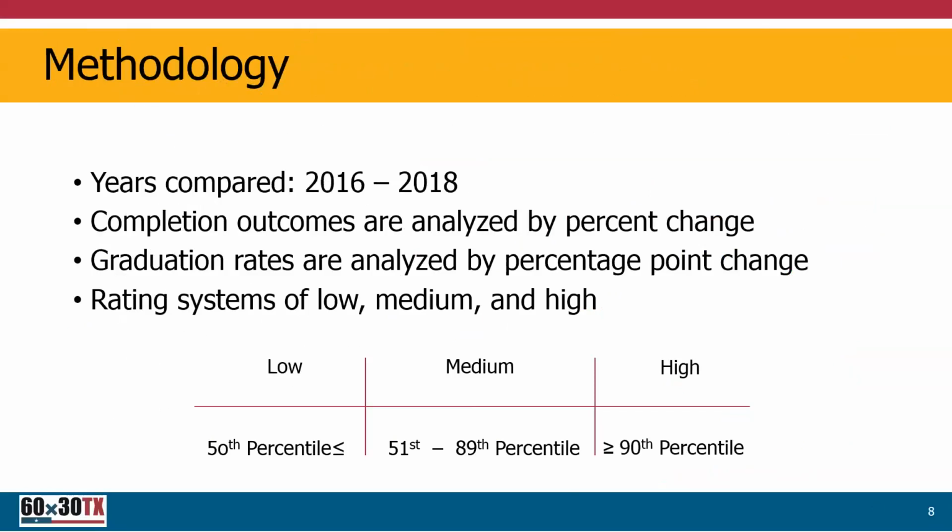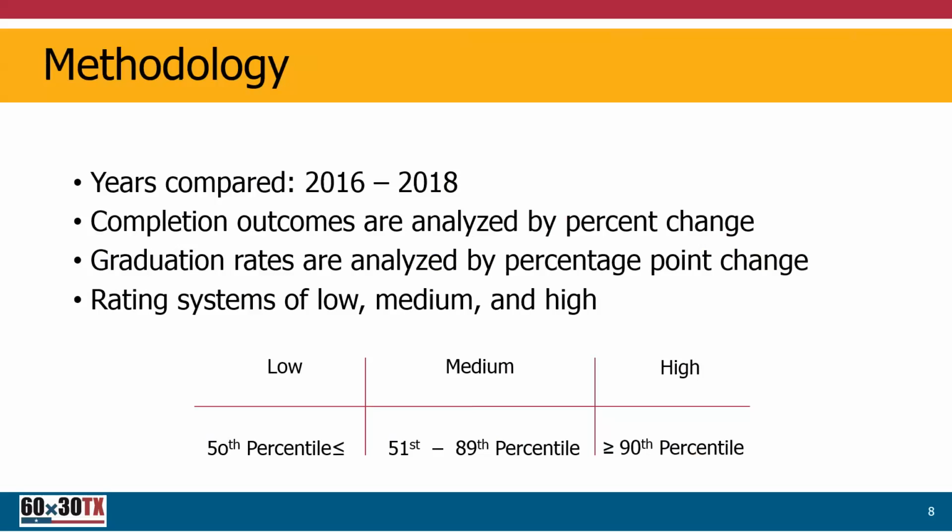Digging a little bit more into the methodology, as mentioned before, the time period was from the years 2016 to 2018, so it's a three-year time period. And the way we analyze completion outcomes, we use percent change, my apologies. For graduation rates, we analyzed them using percentage point change, and we also had a rating system where it consisted of low, medium, and high, and we used percentiles to figure out what was a low.